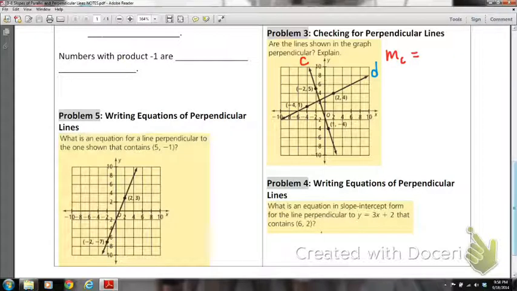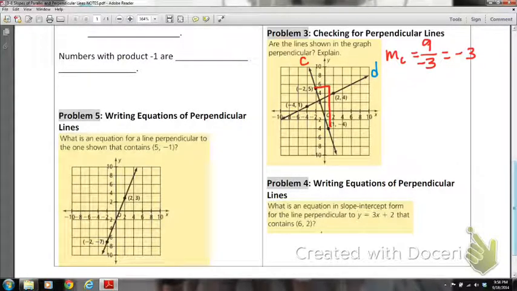So for line C, the slope of line C is going to be rise over run, which the rise, once again, it's going up by 2s: 2, 4, 6, 8, that's 9 is the rise, and then it went left 3 units. So that gives us a slope of -3.